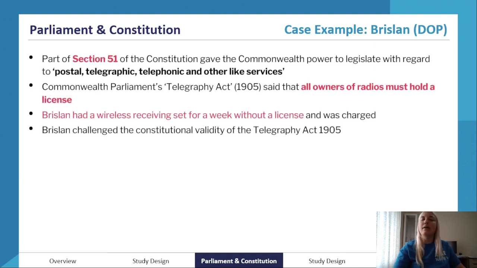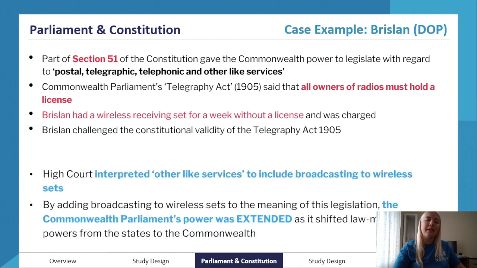Okay, our next case is the Brislin case. So part of Section 51 of the Constitution gave the Commonwealth power to legislate with regards to postal, telegraphic, telephonic, and other like services. So basically technology. And this was a constitutional section, so this makes this an exclusive power for the Commonwealth, okay? Belonging to the Commonwealth only.